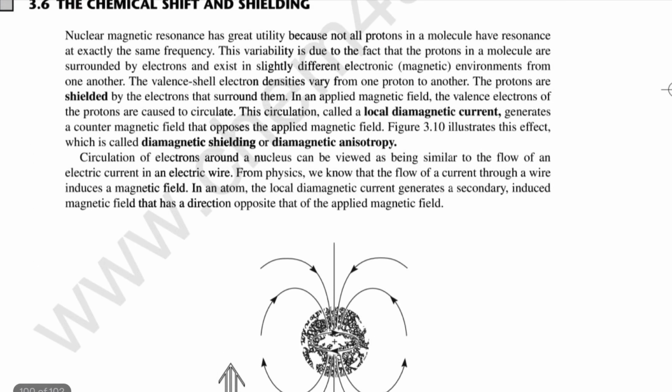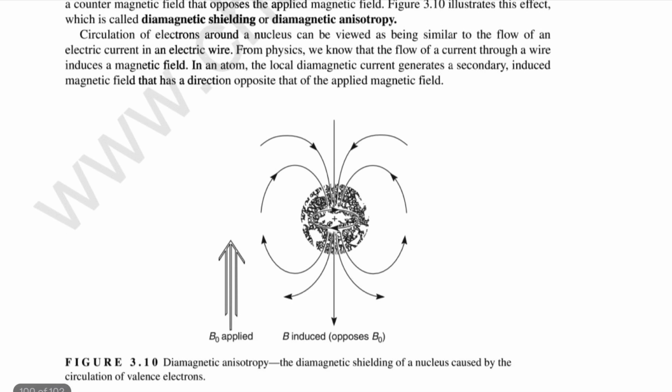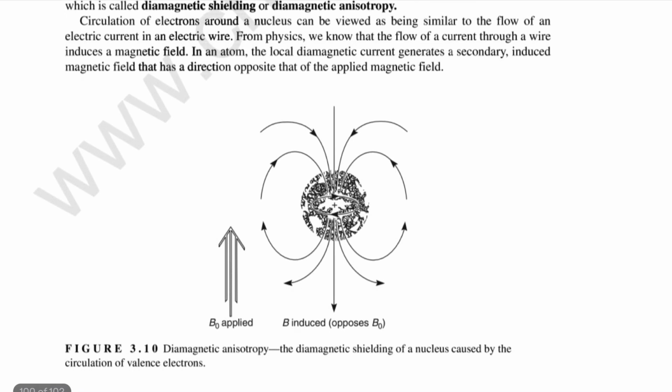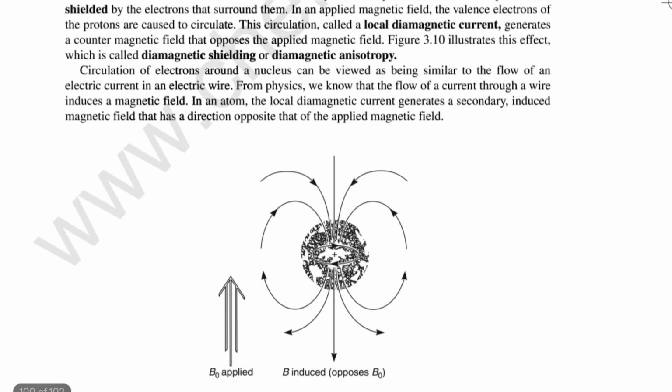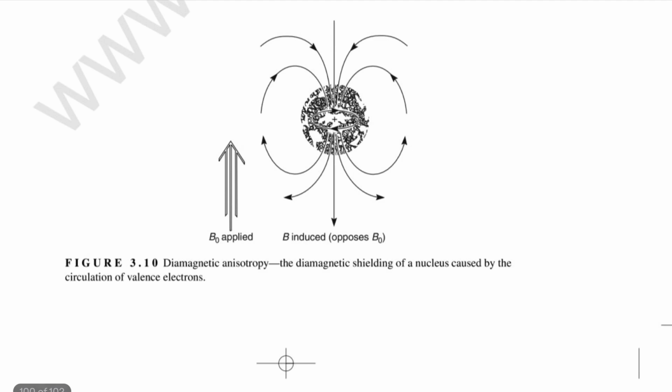Now why is there this variability in the signal, and why does every different type of proton produce a different signal? It lies in the fact that every proton has a different number of electrons. When it has a different electronic environment, it will have a different amount of local diamagnetic current. As a result, it will have a different diamagnetic shielding or diamagnetic anisotropy. So each proton will produce the diamagnetic anisotropy with a different strength.